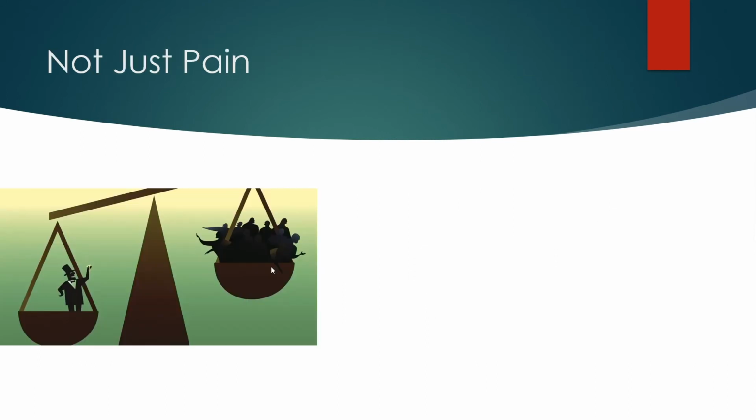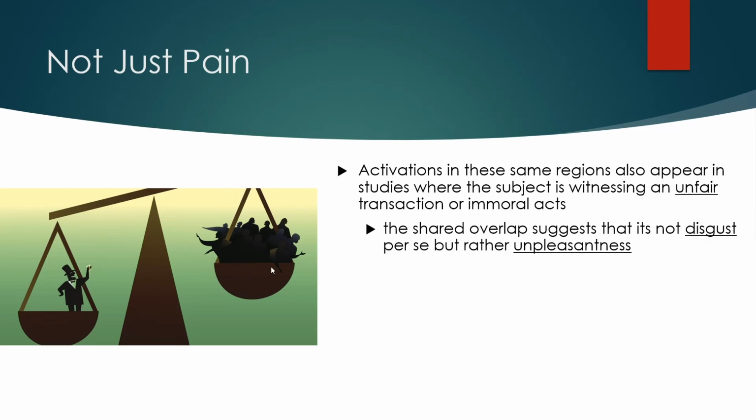But researchers have started to figure out that it's not just pain happening in these regions. They also see very similar activations when people are witnessing unfair transactions or immoral acts. And so they think that it's not necessarily just pain in these regions, but more of this overall feeling of unpleasantness. I mean, these are the same regions that are active for disgust, right? This idea that I don't want to be anywhere near that, right? And so they think that unpleasantness in general is really activating these regions, indicating that it's something that we don't like, something that we're averse to.